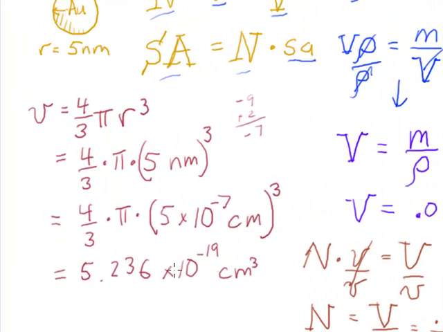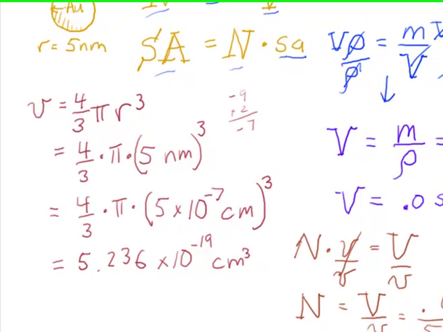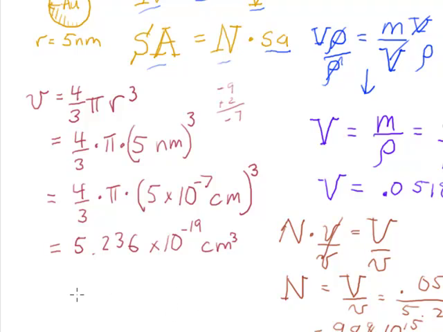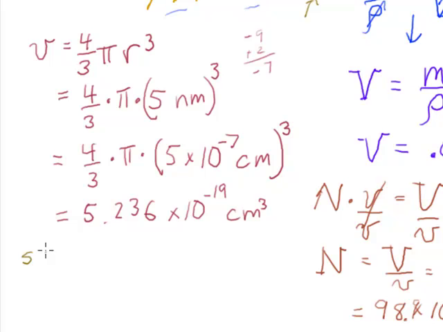Now I know the number of particles, and I can go on to finish up the surface area calculation. So I have this formula. I know what n is, I just figured that out. The only thing I have left to determine is the surface area of each individual particle. The surface area of a sphere, we're going to assume a spherical particle here, is 4 times pi r squared.